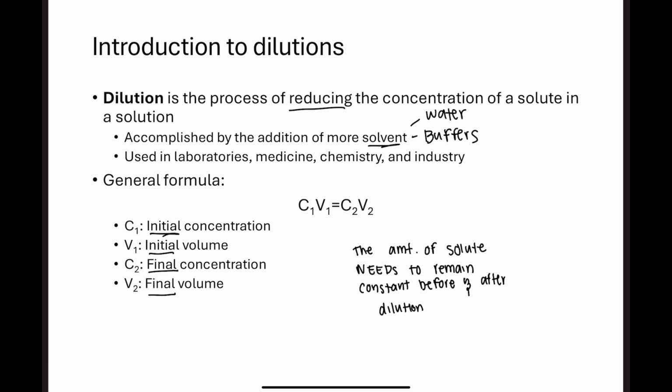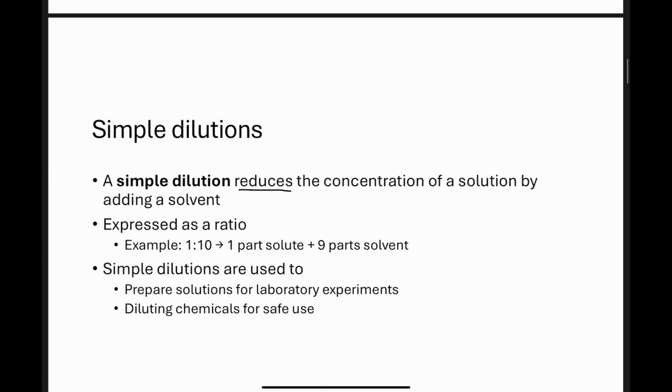So now we're going to get into what simple dilutions are. Simple dilutions are one of the most basic and yet essential techniques that are going to be used in the lab. And a simple dilution is going to reduce the concentration of a solution by adding solvent. And this is often expressed as a ratio, such as 1 to 10. And what this means is that we're going to have 1 part solute to 9 parts solvent. But no matter the ratio, whether it's 1 to 4, 1 to 8, 2 to 6, it's going to be parts solute to parts solvent.